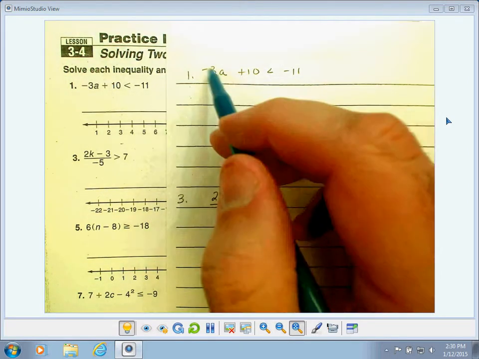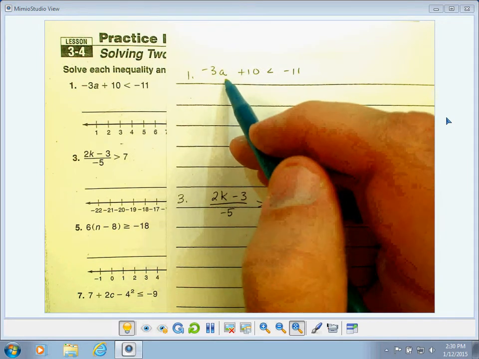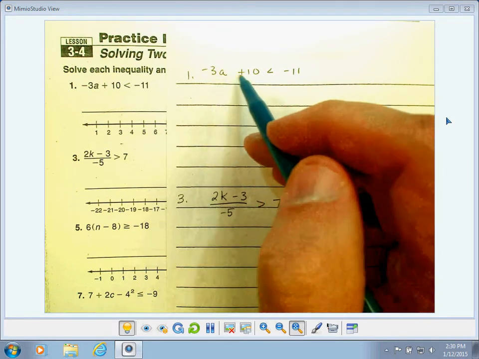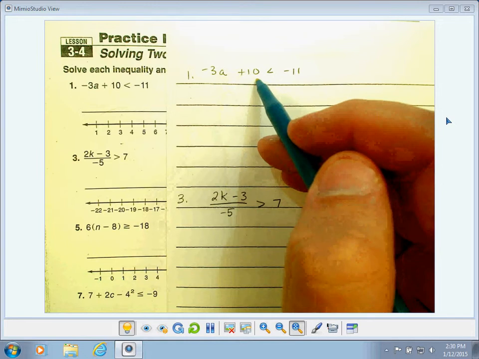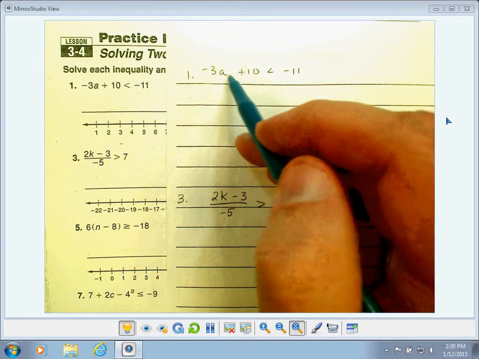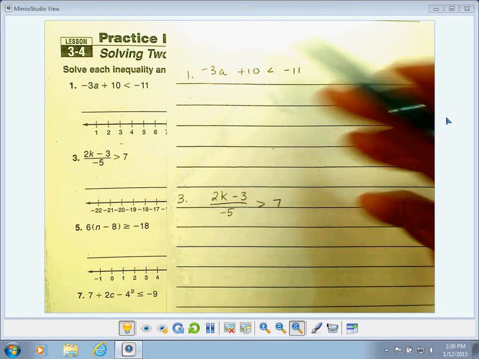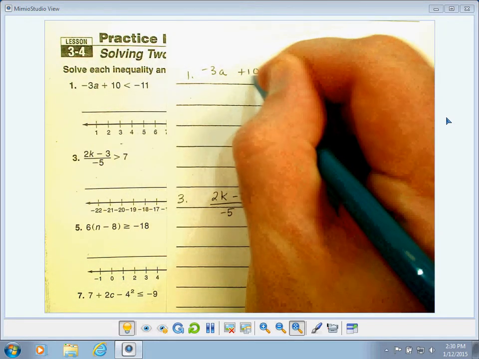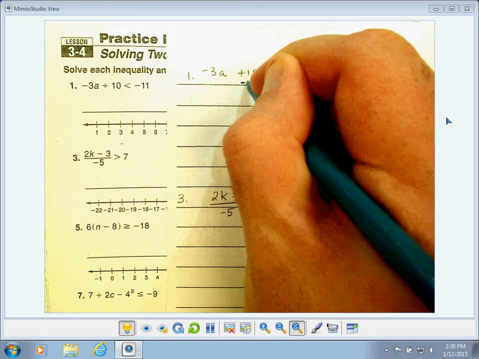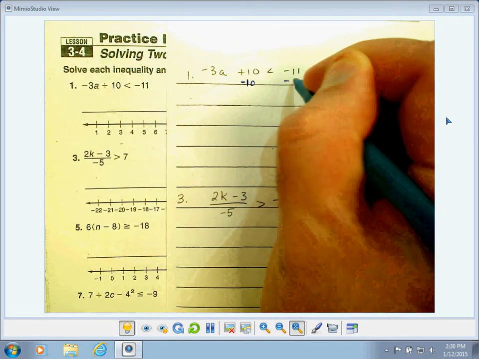In this case, what I really want is this a to be by itself. So ultimately I need to get rid of this negative 3 and the plus 10. And typically the pattern is to get rid of the items that don't have a variable first. So this plus 10 should go away. So since it's plus 10, I'm going to undo it or take it away by subtracting 10 from both sides.